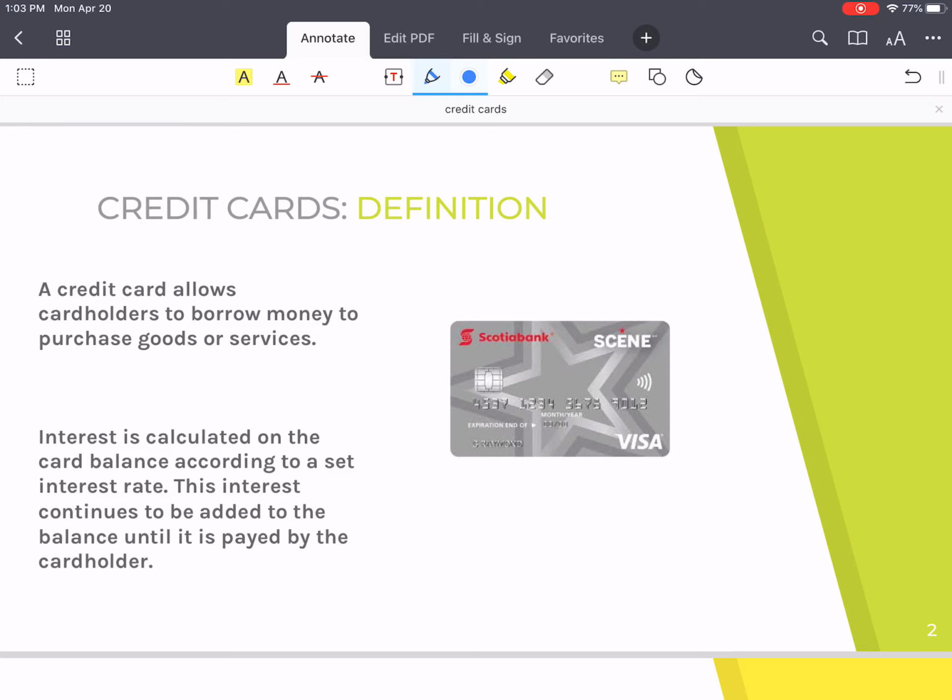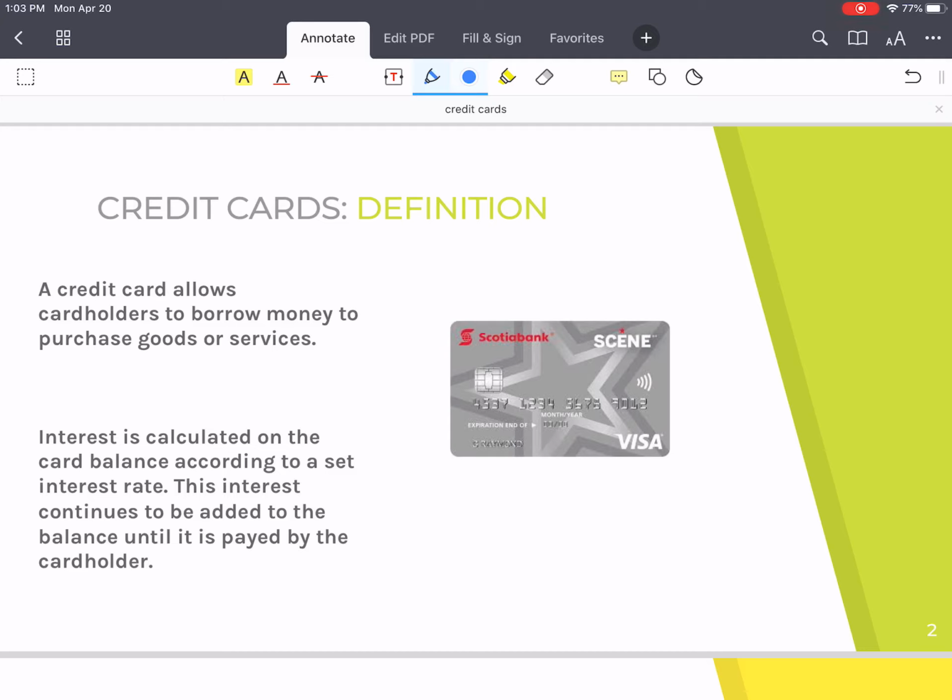So the trick with the credit card is that it's not taking money from your bank account like your debit card. It is instead borrowing money from a bank. With borrowing money comes interest, which we've just spent quite a while talking about. The interest is calculated on the balance that you have left on your card. And this interest continues to add up, and you end up paying interest on your interest, and it continues to accumulate until you end up paying off your credit card or doing a deposit.